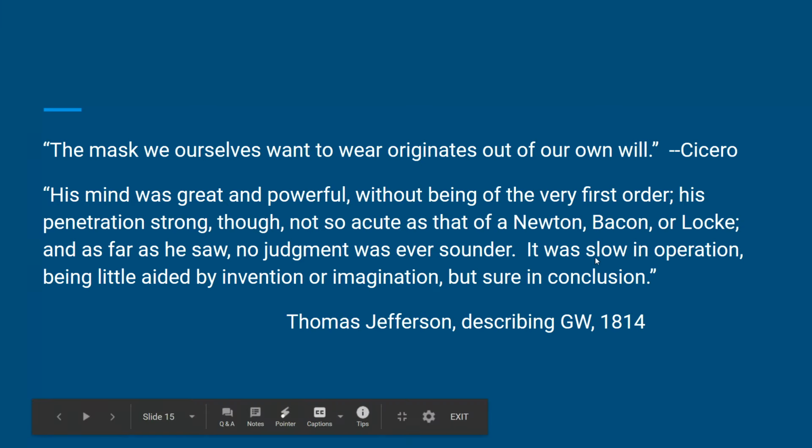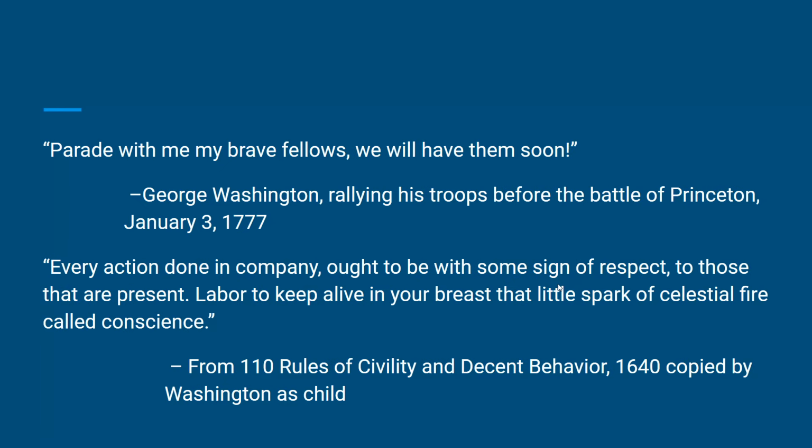Jefferson said it was slow in operation, meaning that he thought things through. Right? He's very careful in his decision making. But it always seemed like he made the right decisions. So his decisions were, as it says here, sure in conclusion.